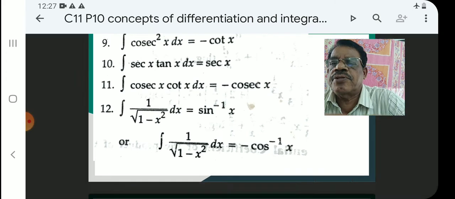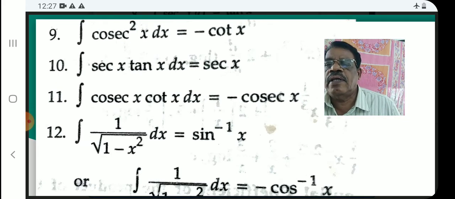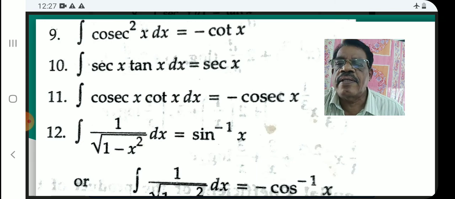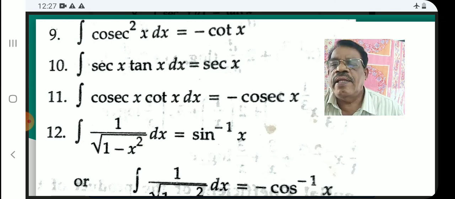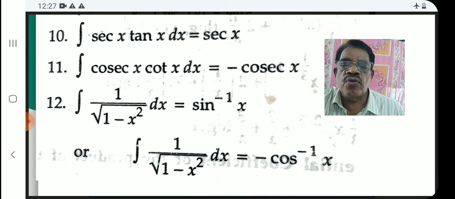Next set of results. Integral cosec square x dx is equal to minus cot x. Integral sec x tan x dx is equal to sec x. Integral cosec x cot x dx is equal to minus cosec x. Integral 1 by root of 1 minus x square dx is equal to sin inverse x or minus cos inverse x.